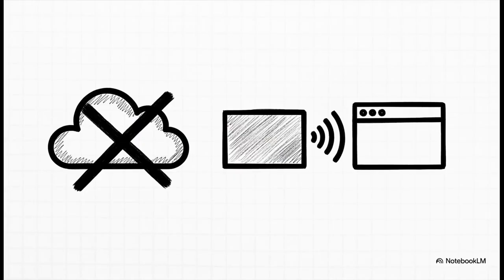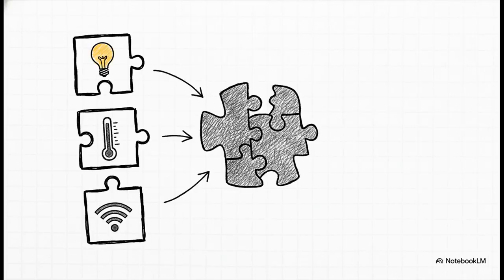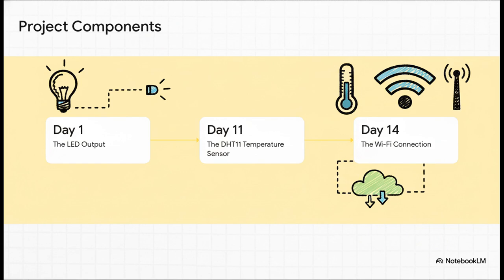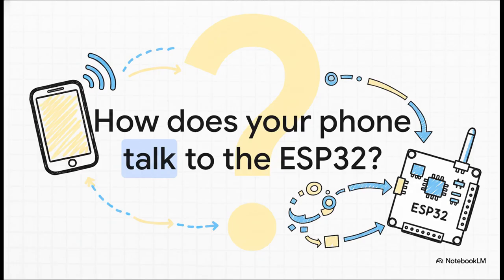What we're making is a standalone web server. It runs entirely on your ESP32, no cloud required. And what's so cool is how this thing combines everything you've already learned. The LED from day 1, the sensor from day 11, and the Wi-Fi from day 14, they're all coming together. So how does it all work? Like, how does your phone actually talk to the hardware?